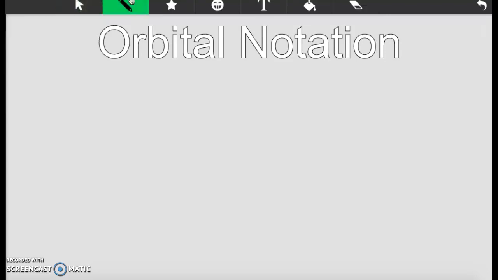Okay, this is review of orbital notation. This is what we were working on today. Okay, so we're going to pick an element. Let's go with an easy one. We'll do boron. Symbol is B.